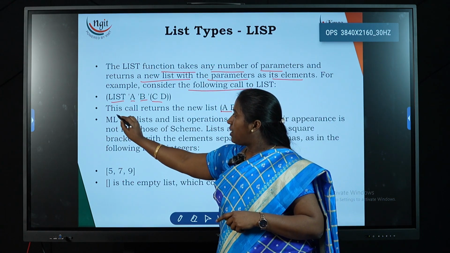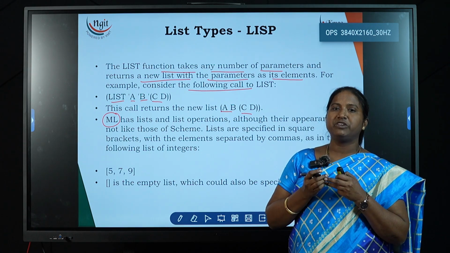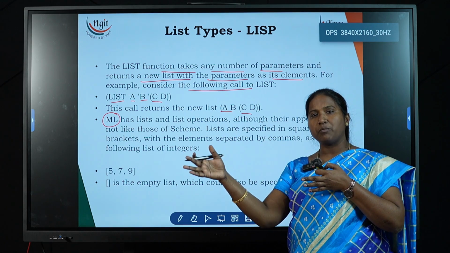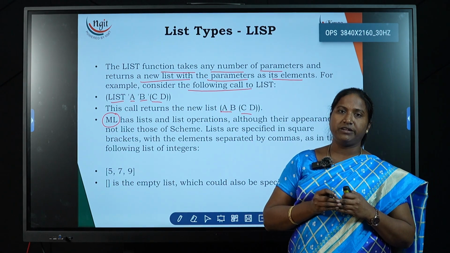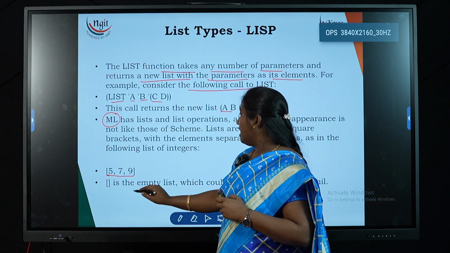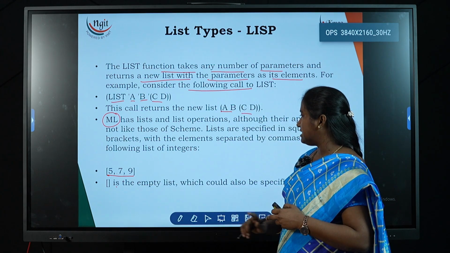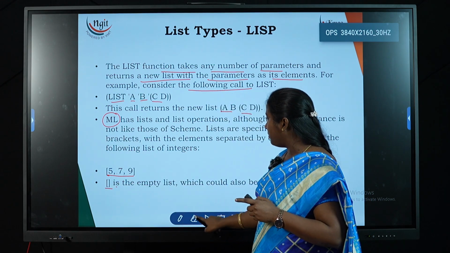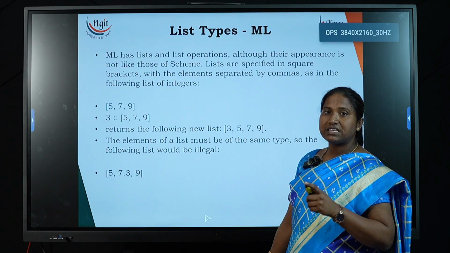Now we'll talk about the ML programming language. ML is a different programming language. You cannot compare its features with the other programming languages. ML, Lisp, Scheme, Common Lisp, all have one common similarity, which is that all of these are functional languages. Now, look at this 5, 7, 9. These are the elements I am giving into the list. If I want to write an empty list, I can put only empty brackets. So an empty square bracket will represent that the list is an empty one.